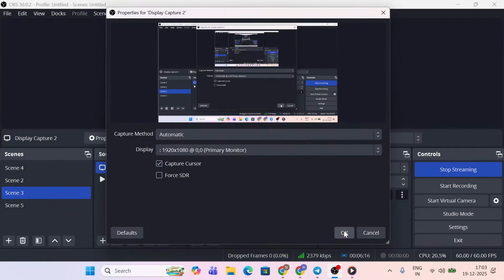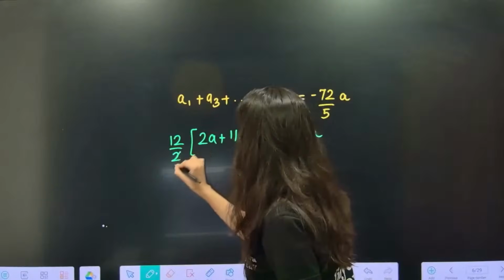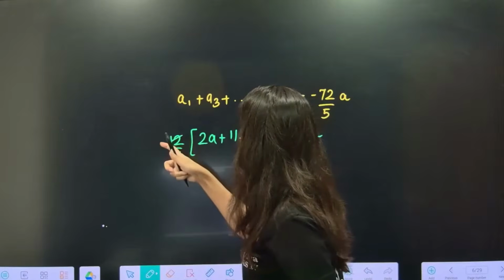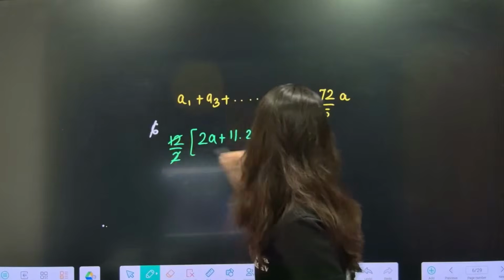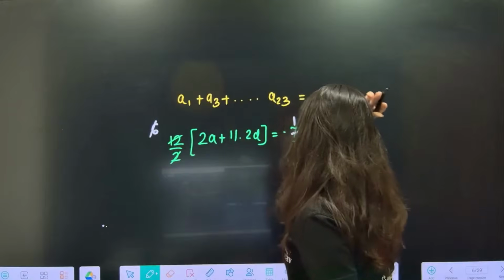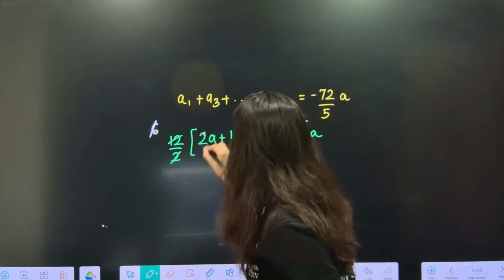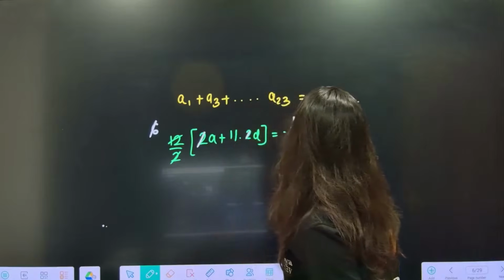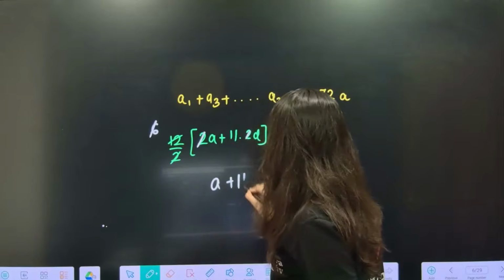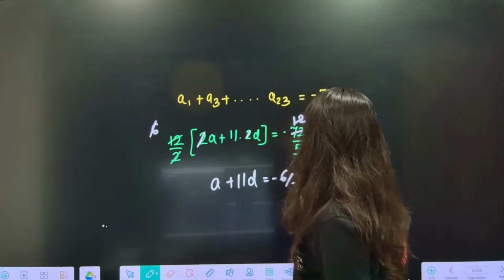Let's cancel the terms now. This is 12, 2, this is 6. Correct? 6 ones are 6. This is 12 only. Correct. One more 2 is coming out and this will become 6. So A plus 11D is minus 6 by 5A.